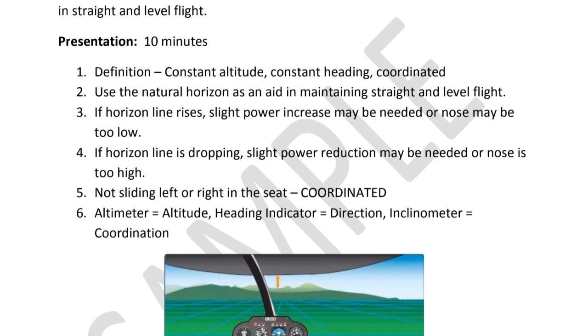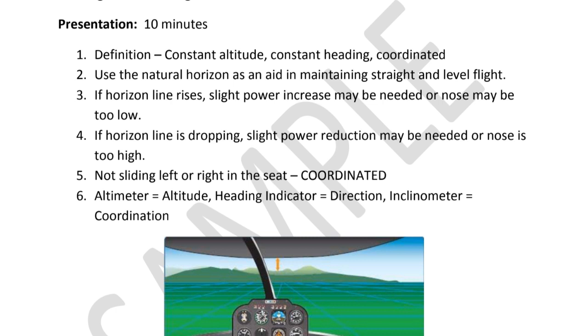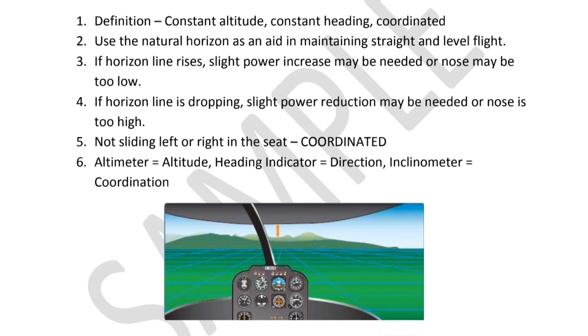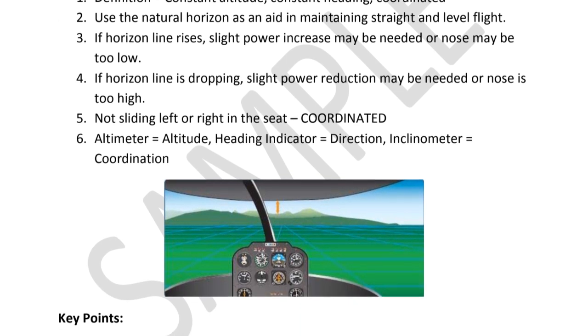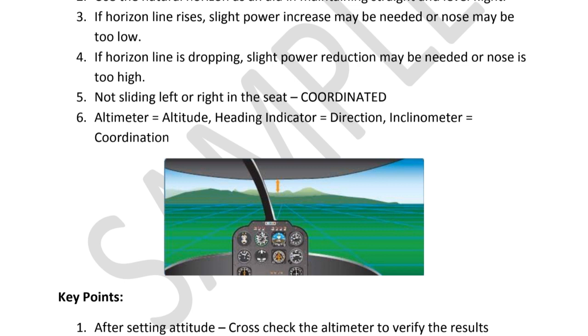Presentation, now we've put in kind of a time limit for this presentation. Let's say you've decided that it's going to be about 10 minutes. So just put that on there so that you don't lose track of how much time you should be spending on a particular presentation itself. And then when we look down below, we've got what we're going to cover in the presentation. So you've got the definition of straight and level flight. It's constant altitude, constant heading, and it's coordinated flight.